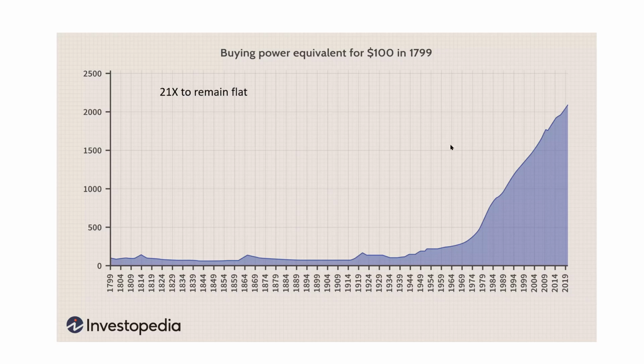This is the buying power equivalent of $100 for the United States dollar. Where it really started to take off was in the 30s and 40s. From over here, this has increased 21x, which means that today, in order to have what $100 was in 1799, you'd have to have $2,100 or so. That's a 21x. So in order to remain flat, your investments have to be at 21x since 1799.